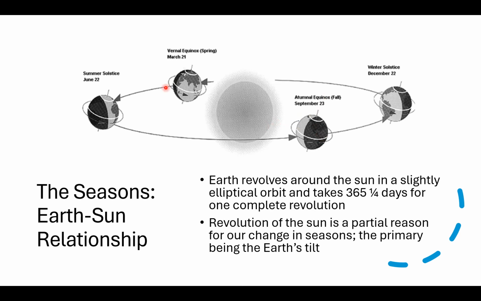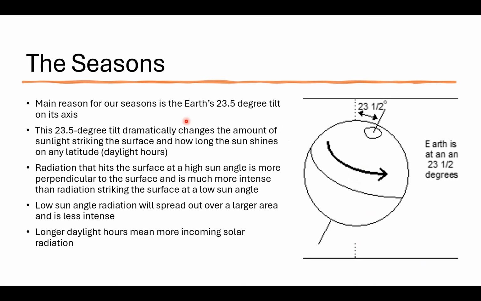The revolution of the Earth around the Sun is only a partial reason for our change in seasons. The primary reason is going to be the Earth's tilt on its axis, which I alluded to in the last training video. So let's go through this. The main reason we have our seasons is the Earth's 23.5-degree tilt on its axis. You notice this diagram on the right showing you that 23.5-degree tilt. This would be 90 degrees straight up and down, right? So 23.5 degrees off that 90-degree line, or a 23.5-degree tilt.